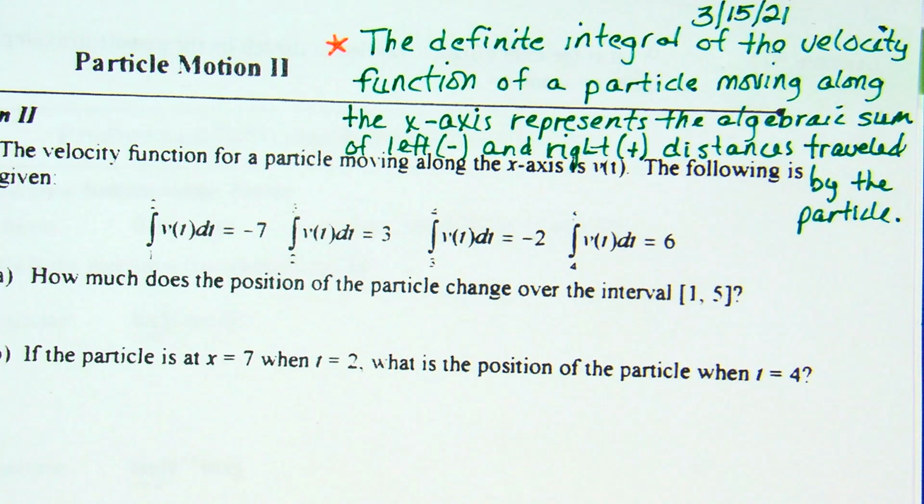Okay? So, if you're trying to read that, it says the definite integral of the velocity function of a particle moving along the x-axis represents the algebraic sum of left and right distances traveled by the particle. Where left, of course, is negative, and right is positive.